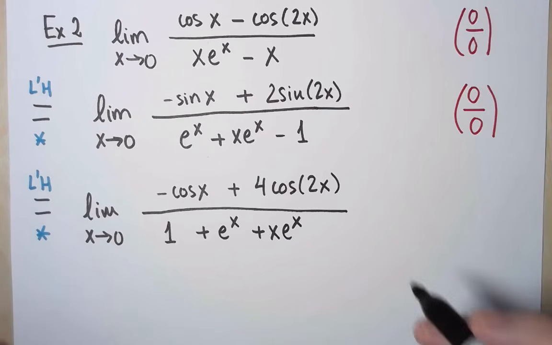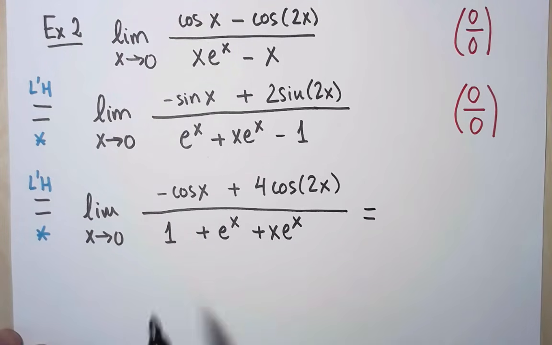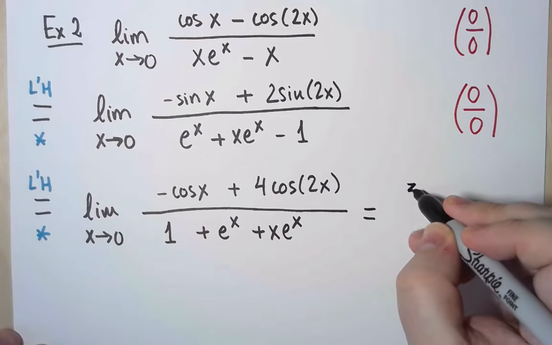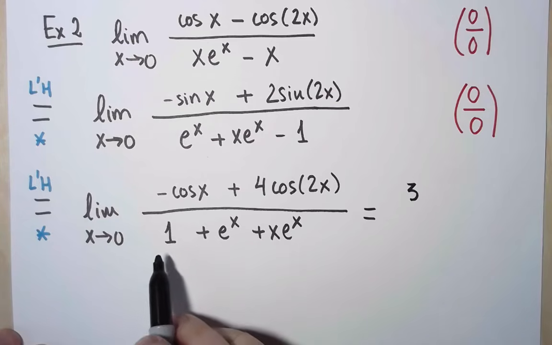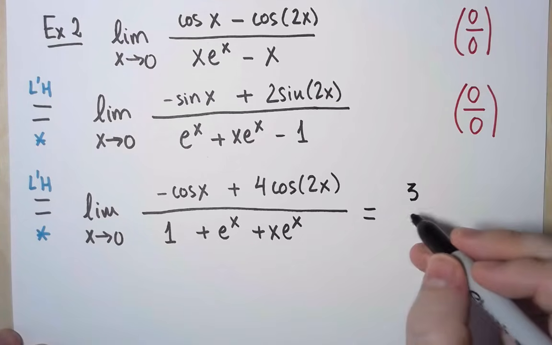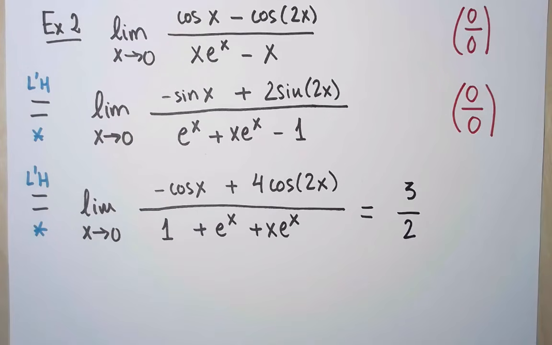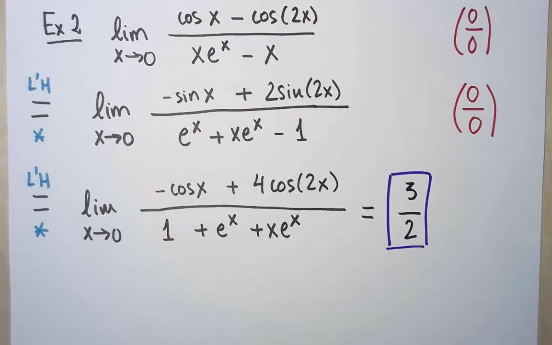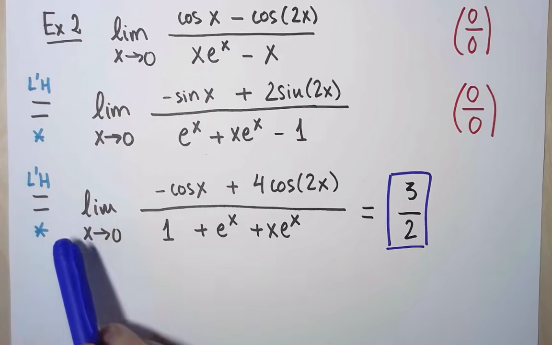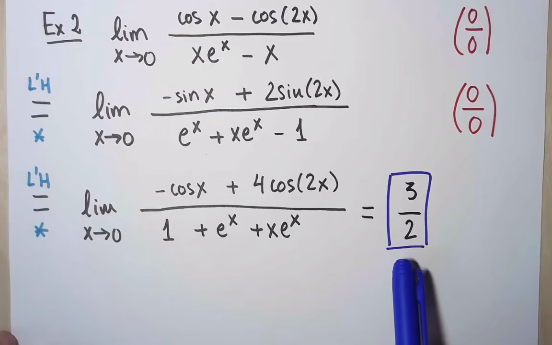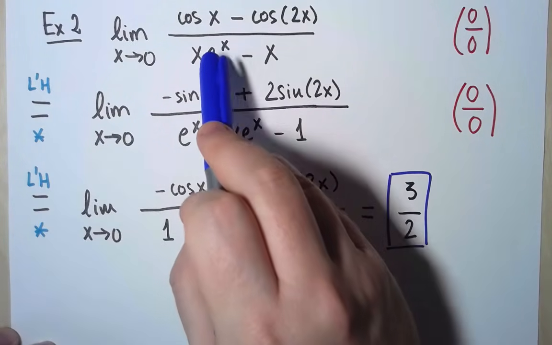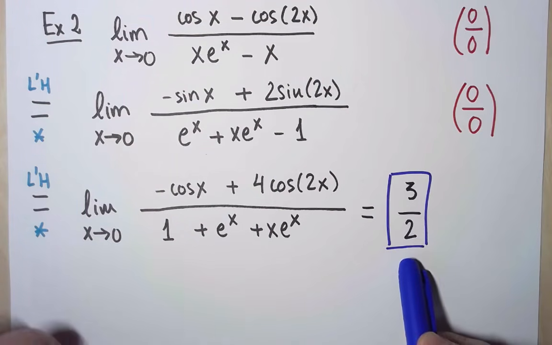What do we got now? In the numerator, the limit is minus 1 plus 4. That's 3. In the denominator, the limit is 1 plus 0. That's 2. Great, we got it. So the final limit is 3/2, which is a number. Therefore, this use of L'Hopital was legal. And the second limit is also 3/2, which is a number. Therefore, this use of L'Hopital was legal, and the original limit was also 3/2. We are done.